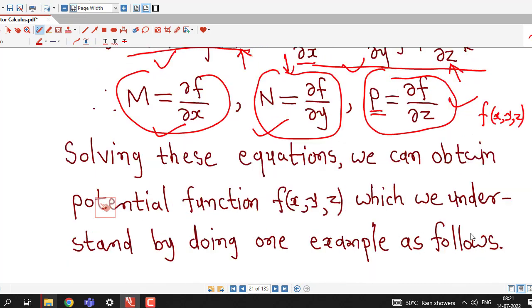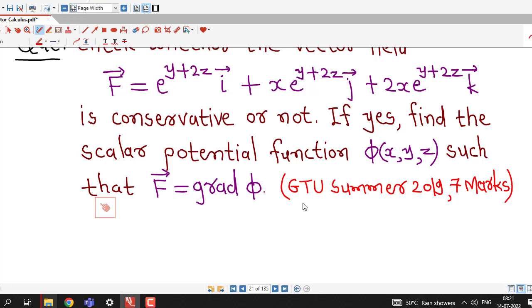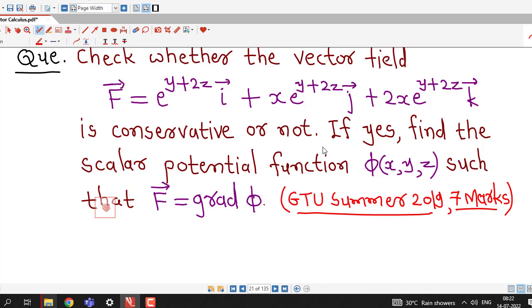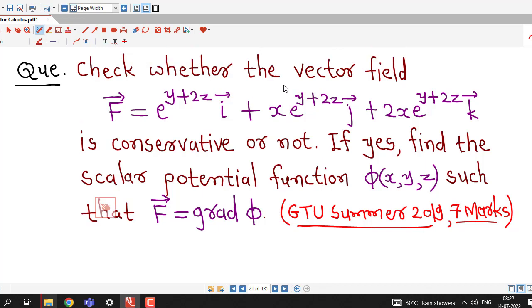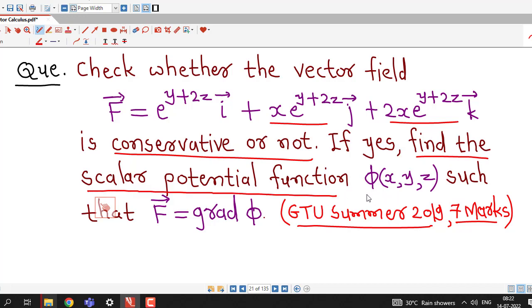So this we will understand with the help of this question, which was asked in the GTU Summer 2019 exam for 7 marks. Generally, they always ask this type of question in the examination. We have to find the potential function for the given vector field if it is conservative. So the question is, check whether the vector field f bar equal to e to the power y plus 2z i plus x e raised to y plus 2z j plus 2x e raised to y plus 2z k is conservative or not. If yes, that is if f bar is conservative, find the scalar potential function phi of x, y, z such that f bar equals the gradient of that potential function.